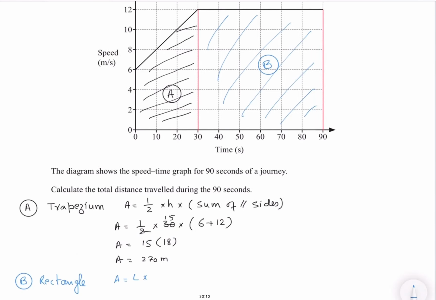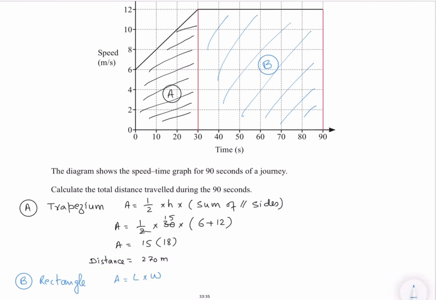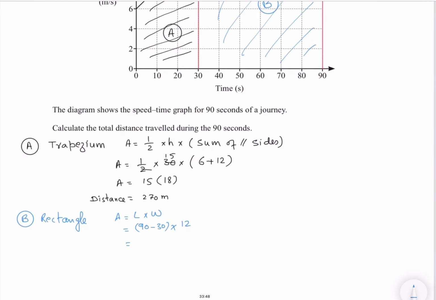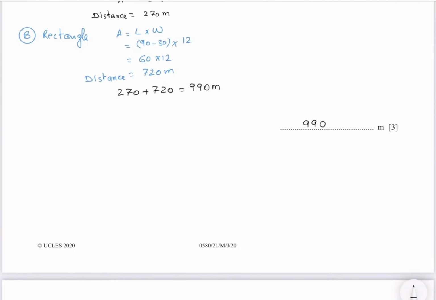And for this blue shade, mark it as B. This is a rectangle. The area of a rectangle is length into width. So the length is 90 minus 30, times 12. So this is 60 into 12, which is 720 meters. So add them, 270 plus 720. So this is our total distance.